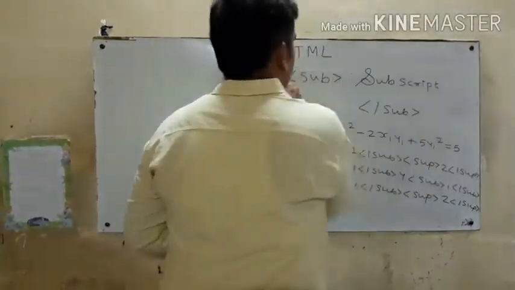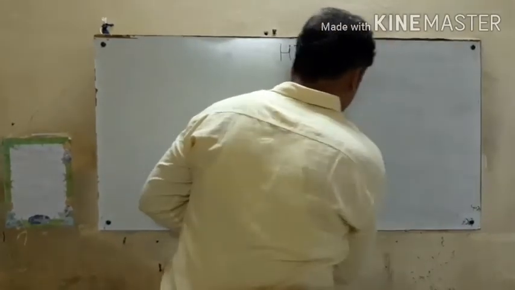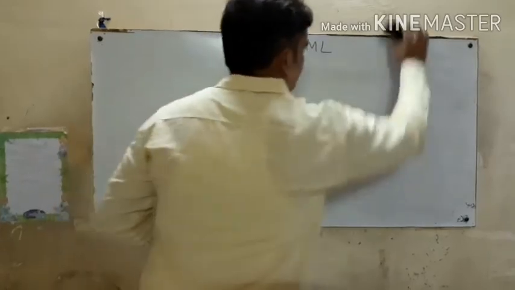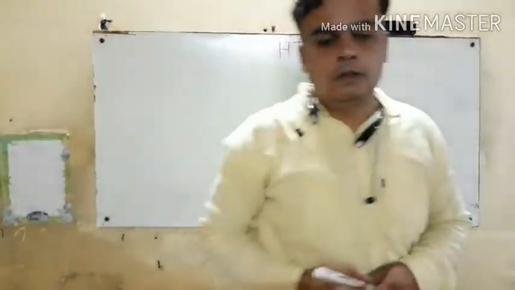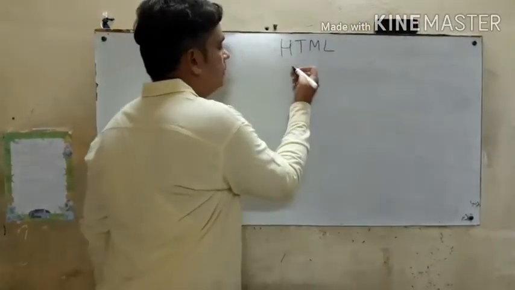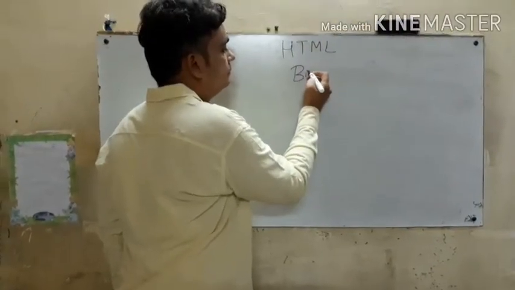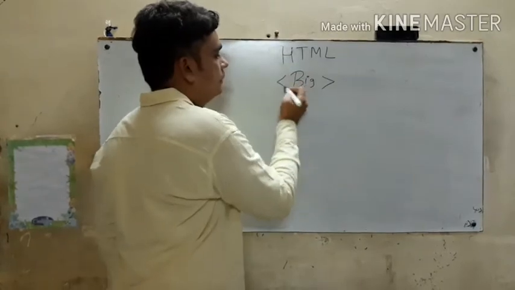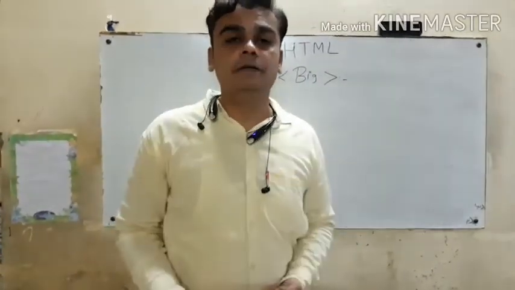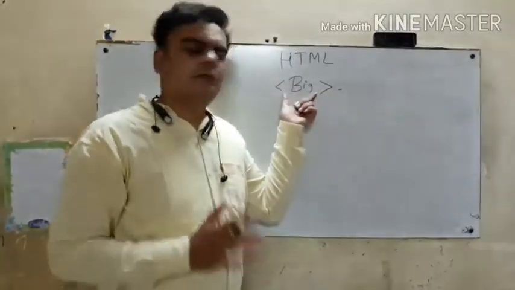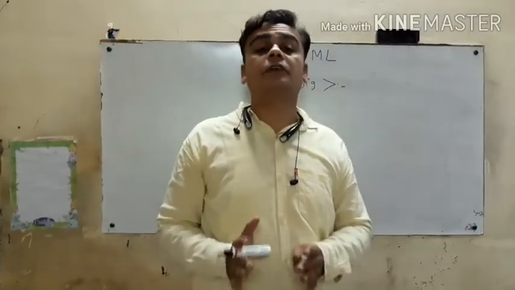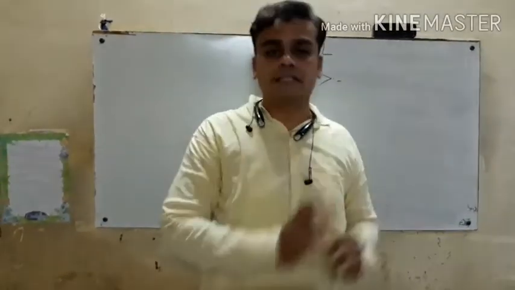Now we discuss the next tag. So our next tag is big tag. As the name suggests, big means it tries to do something big like this. Okay. So what is the use of big tag? It will display the given information in bigger font size.